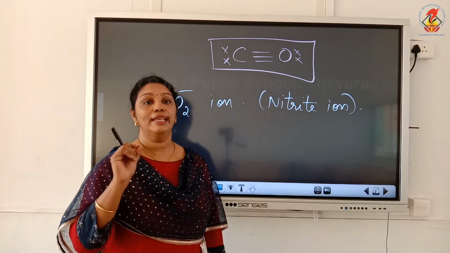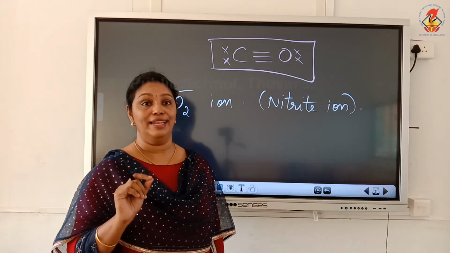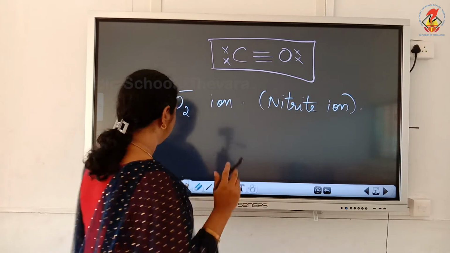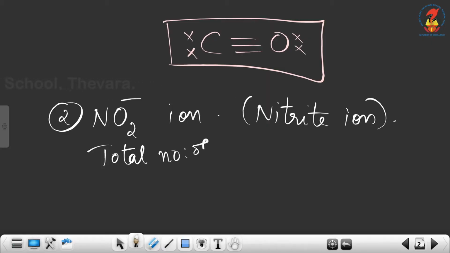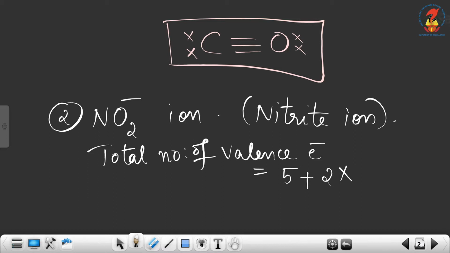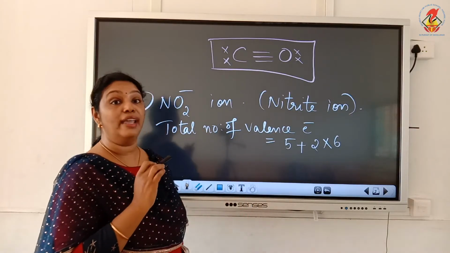What's the first step? Calculate the total number of valence electrons in NO2 minus. So first step is total number of valence electrons is equal to nitrogen. The number of valence electrons is 5. Plus, we have 2 atoms of oxygen. So, 2 into the valence electrons in oxygen, which is 6. So, we have 6 into 2, plus it's an ion.